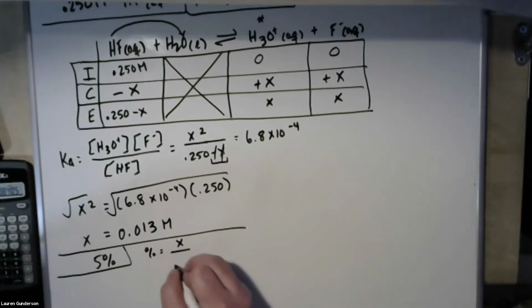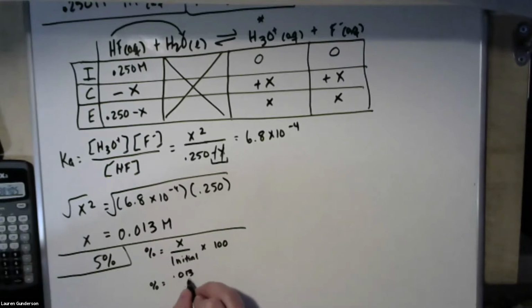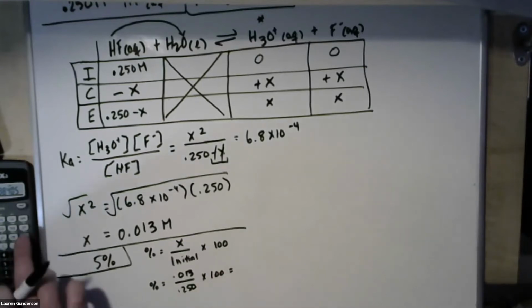So our 5% check is going to be our X value over our initial amount times 100. So 0.013 divided by 0.250 times 100. So let's see what it is.